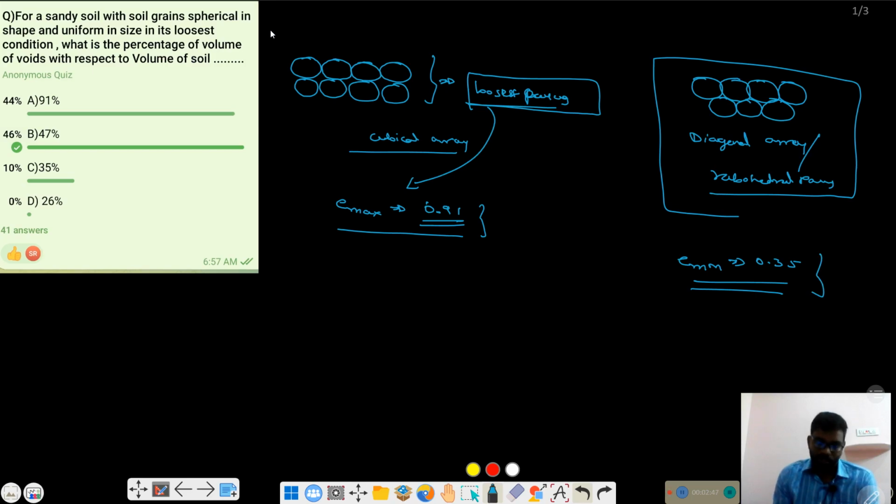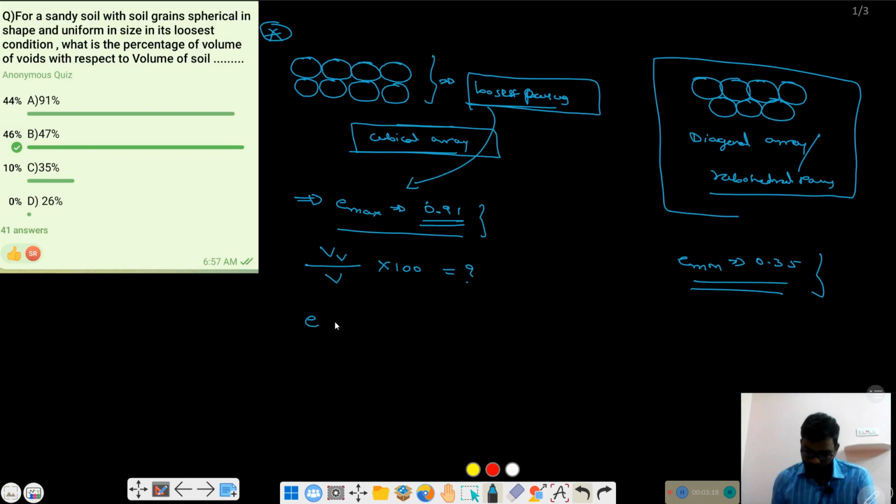So here we are discussing the loosest case; the question is asked about the loosest case. In case of the loosest case, that is nothing but a cubical array of spherical particles. What he is asking is the percentage of volume of voids with respect to volume of soils, that is, volume of voids with respect to total volume. Here what does void ratio mean? Void ratio means e is equal to volume of voids with respect to volume of solids. That is nothing but 0.91.